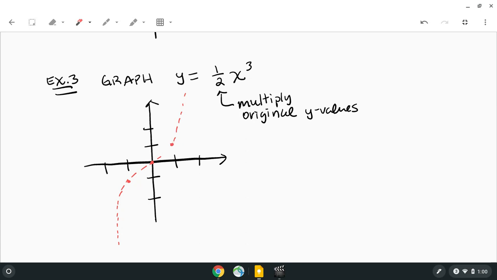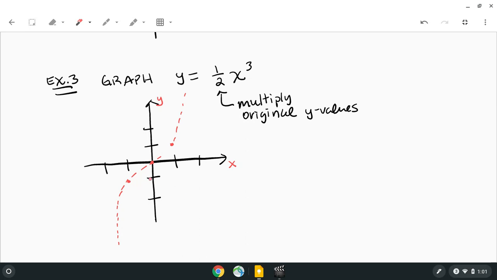Some students have a hard time seeing what the y value is. So like this one here, its y value is 1. This one has a y value of 0. This one has a y value of negative 1. Okay, so here, let me just label these x and y.